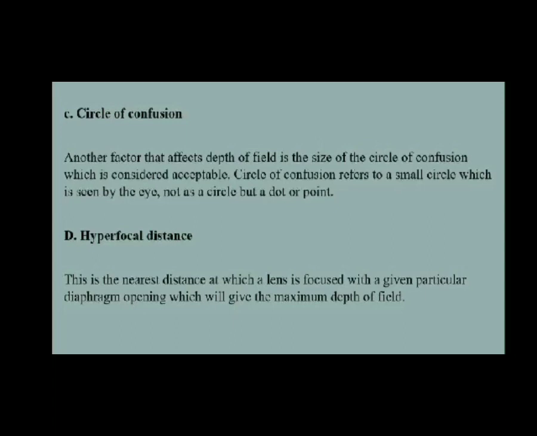Next is the circle of confusion, another factor that affects depth of field. A circle of confusion which is considered acceptable refers to a small circle seen by the eye, not really a circle but a dot or point. The circle of confusion is the measurement of where a point of light grows to a circle. It is also called the zone of confusion. It's measured in fractions of a millimeter. The circle of confusion is what defines what's in or out of focus.